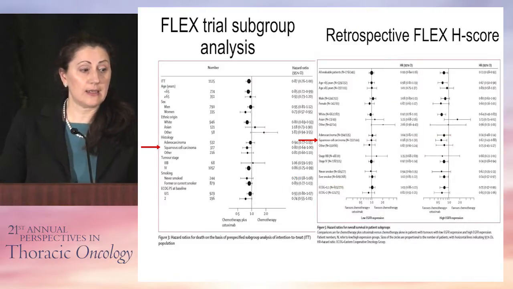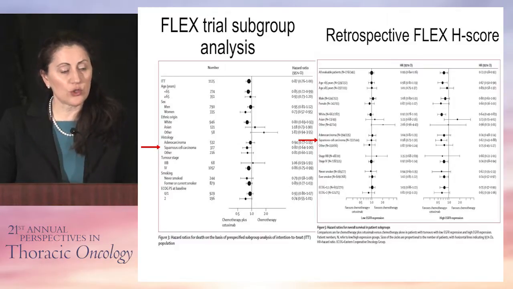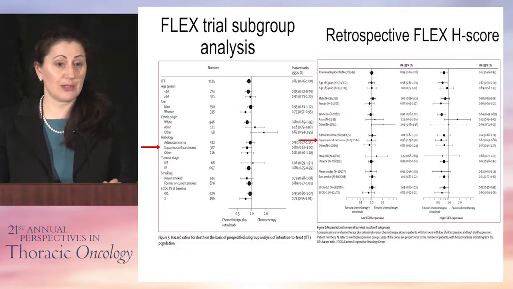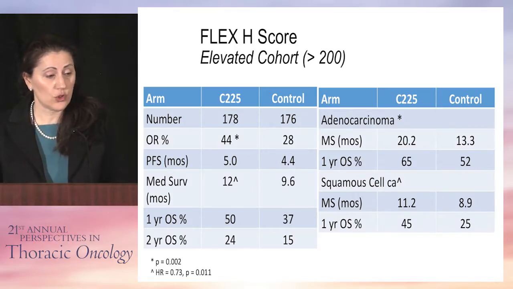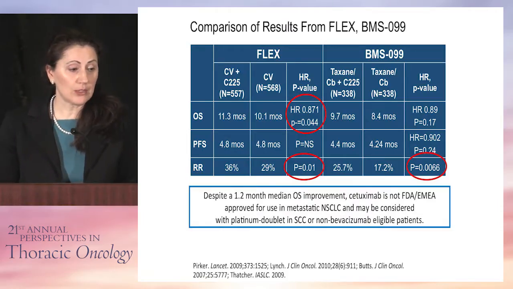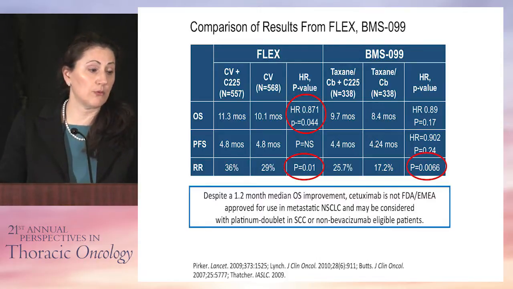And then in subgroup analysis, as you can see here, there is a clear benefit in patients with squamous cell histologies, and even more so, the benefit is magnified for patients with a positive H score. So squamous histology, positive expression, there is benefit from these antibodies. And this is shown here as well in this slide, so I'm not going to belabor the point. The second study that studied this combination with a backbone of taxane and carboplatin is BMS 099. Similarly, a modest but present benefit for the combination of cetuximab with chemotherapy.